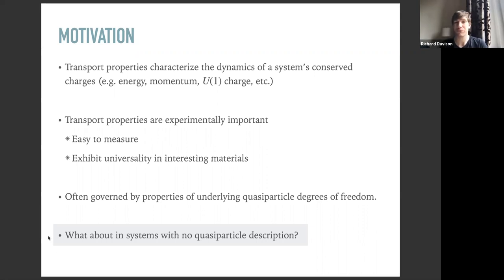But of course, there are many interesting, mysterious systems in which we don't think there is a quasi-particle description. So the interactions are strong enough that there is no description anymore in terms of underlying quasi-particles. And so in cases like that, we're basically left with this question of, well, what should the transport properties be in a system which doesn't have this underlying quasi-particle description? And so it's this question really that got me interested in thinking about these relations between chaos and transport.